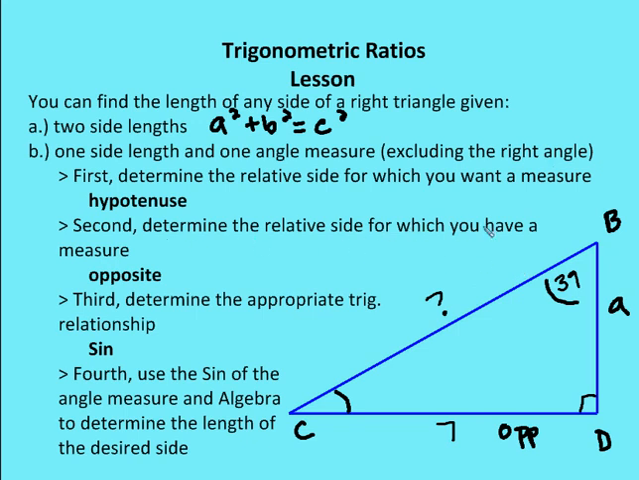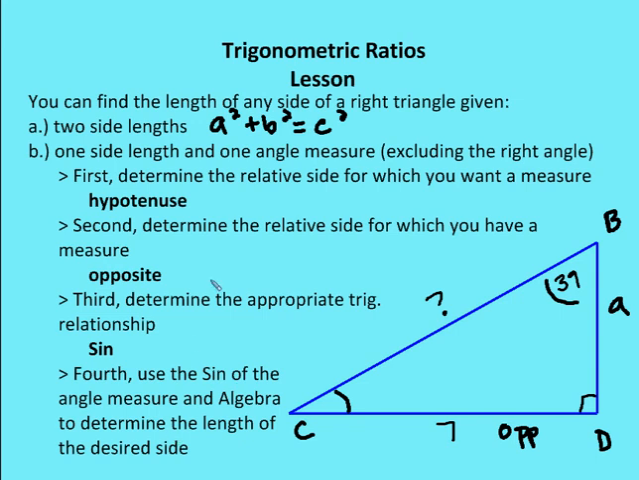Second, determine the relative side for which you have a measure. So we have the angle measure of 39 degrees. What side relative to the 39-degree angle do we have the measure for? In this case, we have the opposite side, and we're trying to figure out what the hypotenuse is. So this means that we're going to need to use sine as our appropriate trig relationship. Remember SOHCAHTOA. Opposite over hypotenuse is what we're looking for. Sine establishes that relationship.